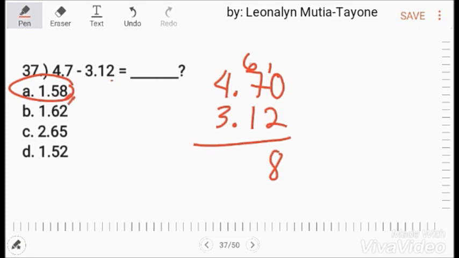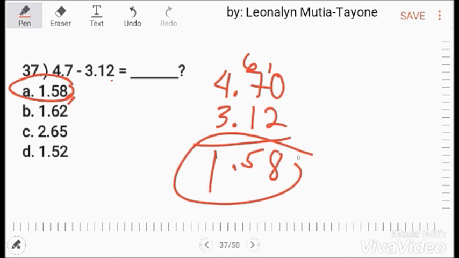So, ipagpatuloy natin, 6 minus 1 is 5. And 4 minus 3 is 1. So, the answer is 1.58.